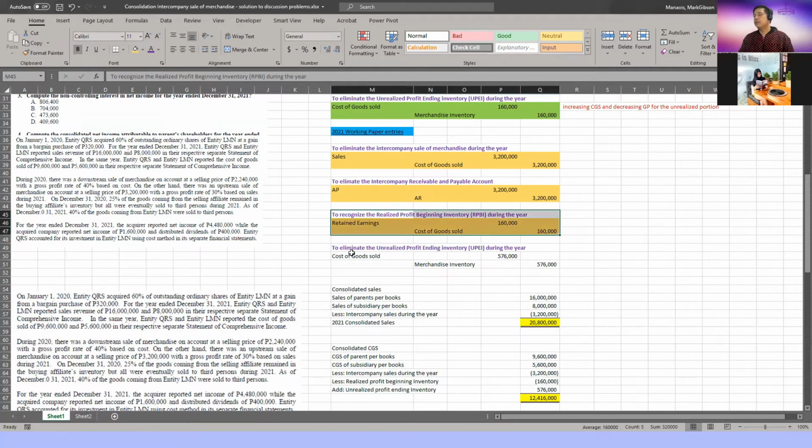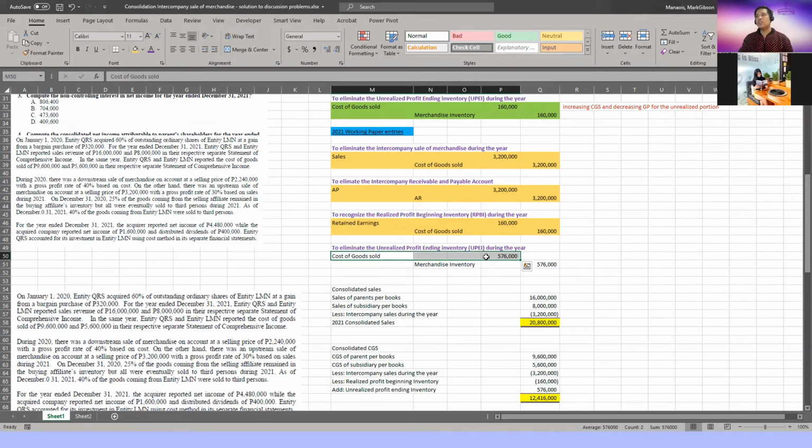Okay. In terms of the elimination of the unrealized profit in ending inventory, I hope this is clear. Remember, we can only include the profit once it's realized. So how does it become realized? Once it's sold to third parties. In this case, we have to eliminate this because this is unrealized profit. How to eliminate this? We have to deduct this from gross profit. How? Increase your cost of goods sold. By increasing your cost of goods sold, gross profit decreases. So essentially, we are eliminating this unrealized profit.